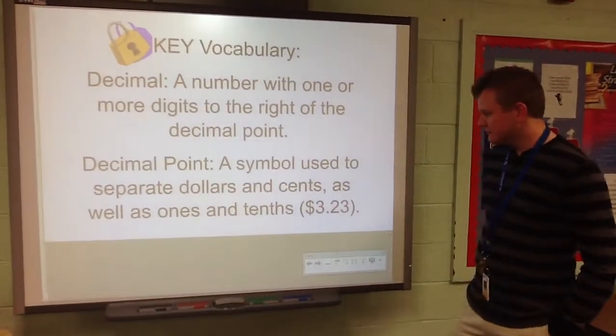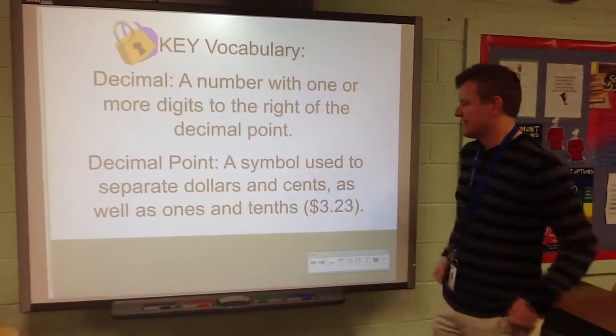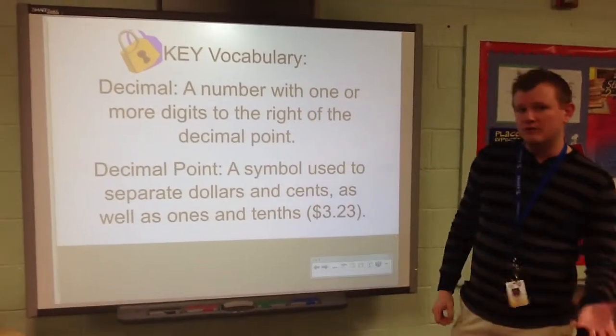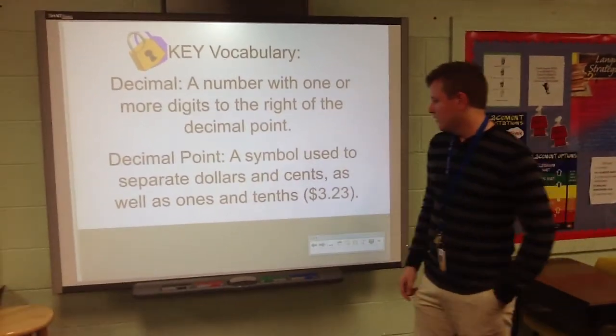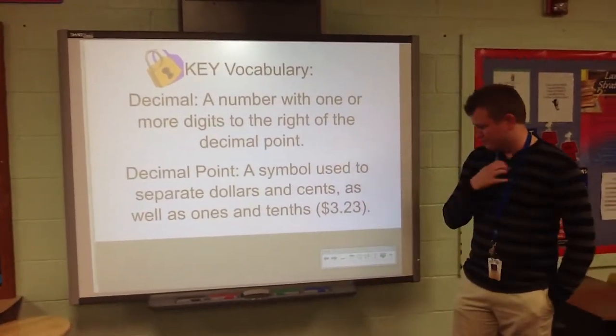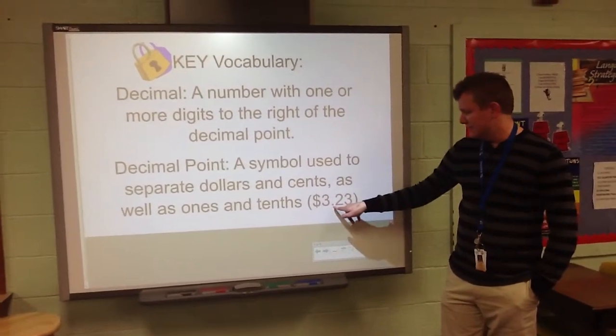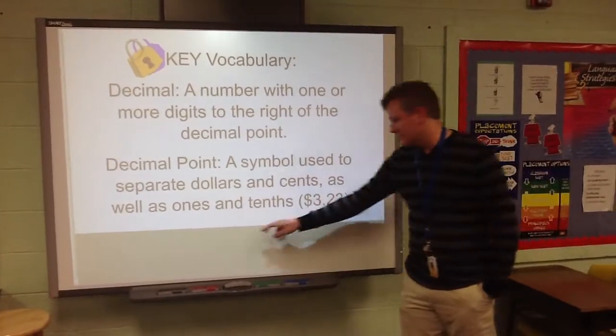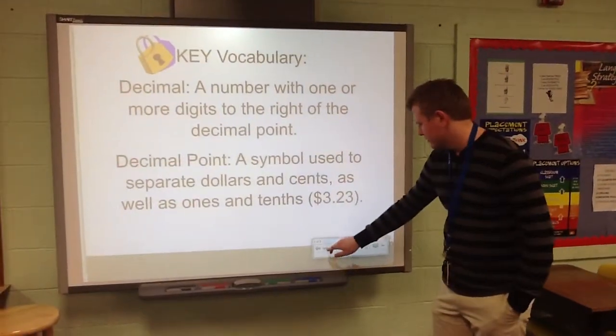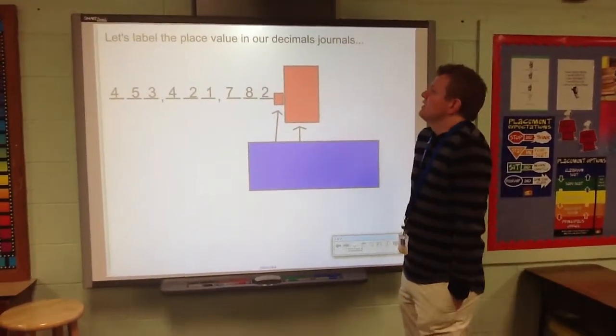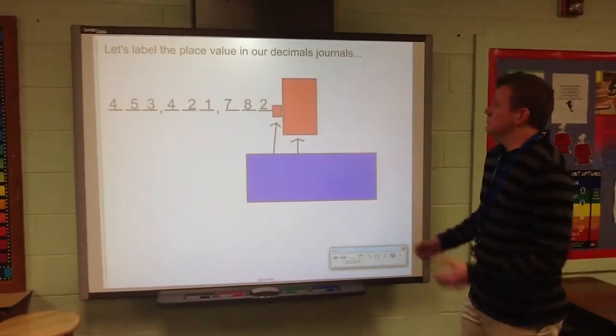Decimal point: it's a symbol used to separate dollars and cents, or whole numbers and fractions, as well as ones and tenths. For example, $3.23. That little period there, that's our decimal point. It's not a period, it's a decimal point. It looks the same though. They're cousins.